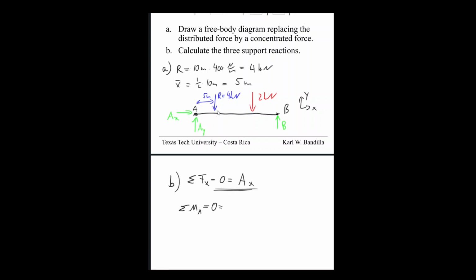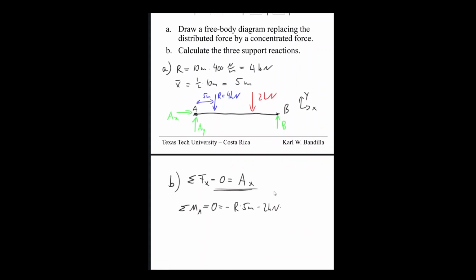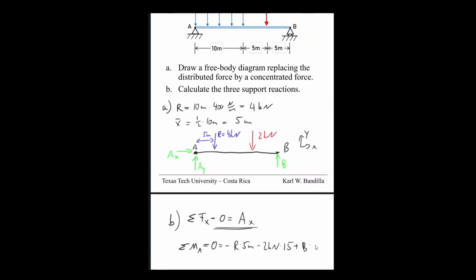And what do we get? Well, we get R, distance of 5 meters, and it is turning clockwise. So minus R times 5 meters. Then the 2 kilonewton over here also goes clockwise. And what's the distance there? Let's scroll up a little bit. So that was 15 meters if we look towards A. And then B is turning counterclockwise, so positive. That's good because the other two are negative. And it has a distance of 20 meters.